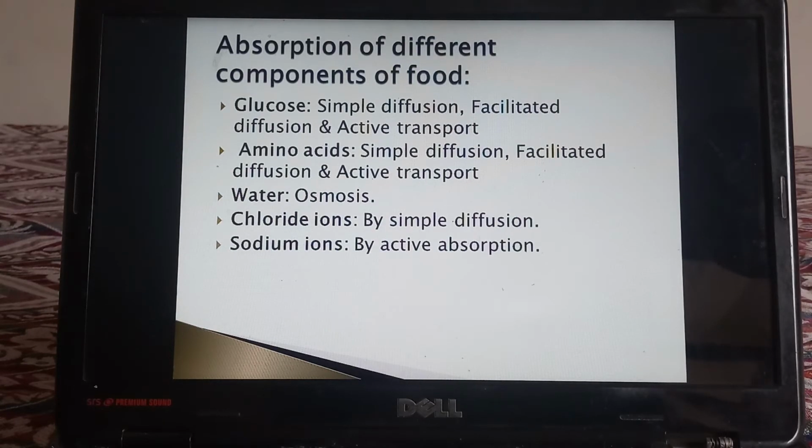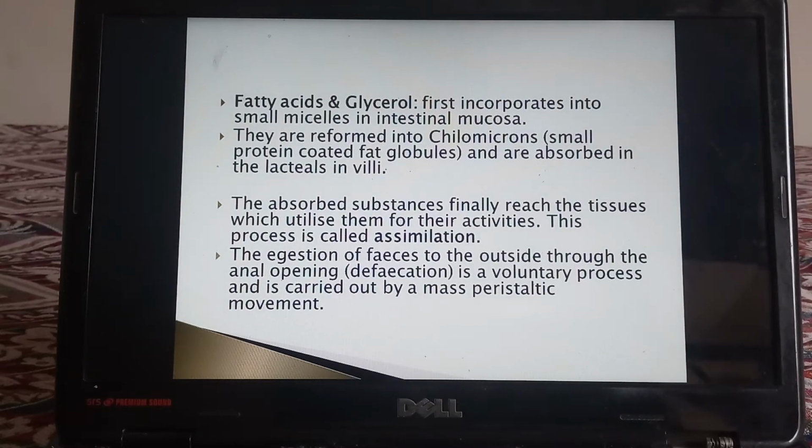So that means with the application of the energy, they are being absorbed. Now we will talk about the fatty acids and the glycerol. So we know that the fatty acids and glycerol are absorbed by the lacteals, or the lymph vessels present in the intestinal villi.